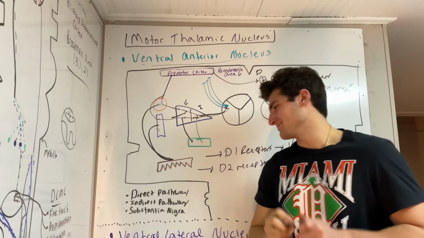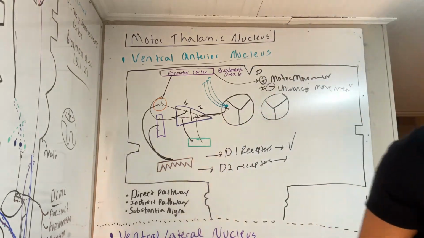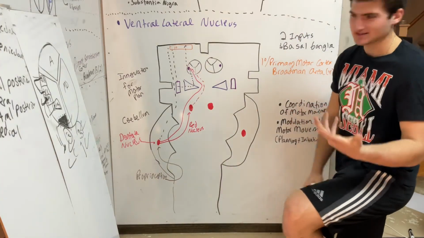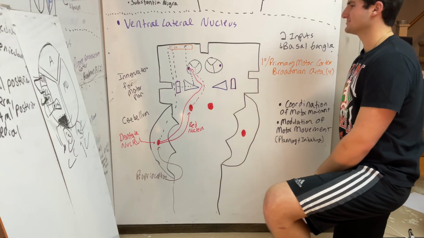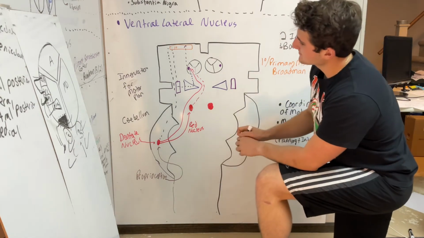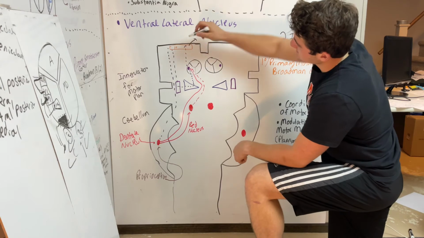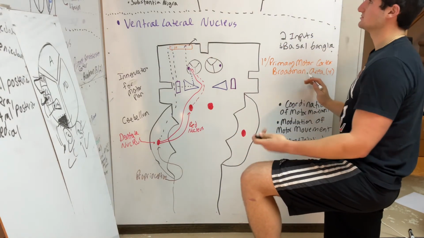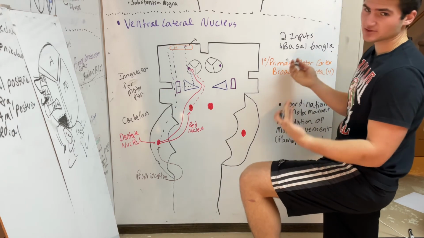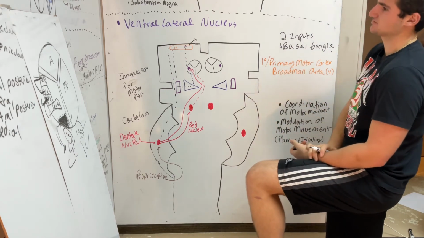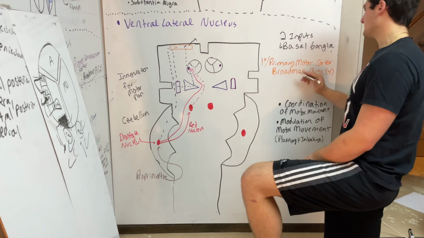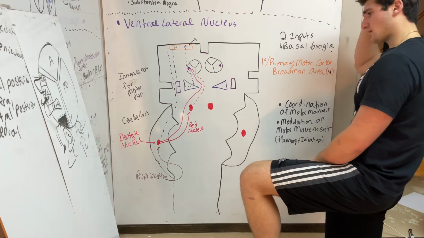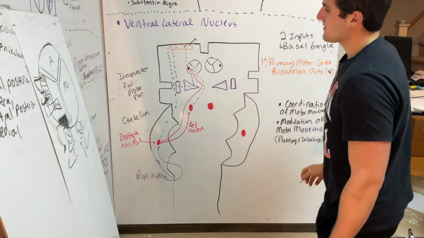Now, the last one, ventral lateral nucleus. Not easy. Last part, sorry. Okay, what does he do? His end goal is to send information where? To our same exact region of that primary motor cortex. So instead of the premotor cortex, we're going to the primary motor cortex. What area is this? Brodmann's area 4. Okay, how is he going to do this?